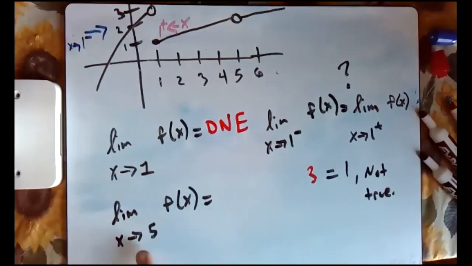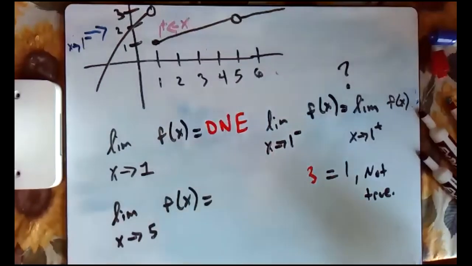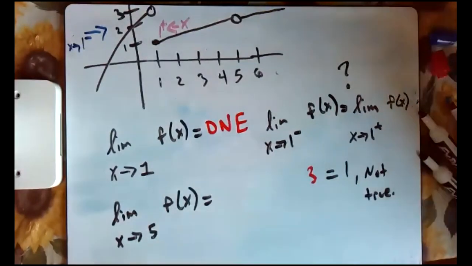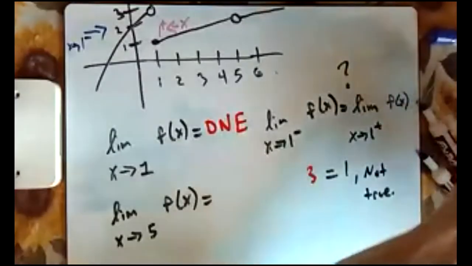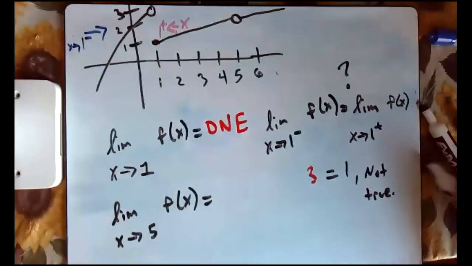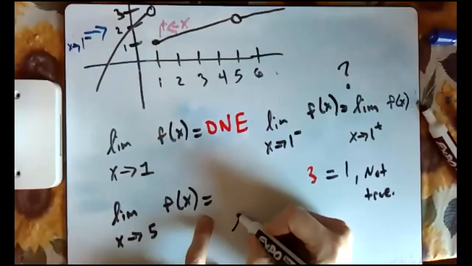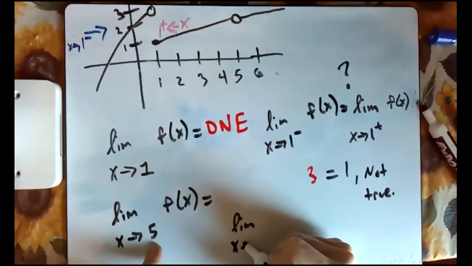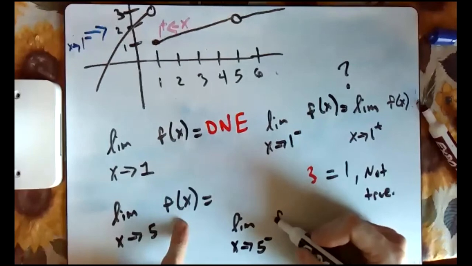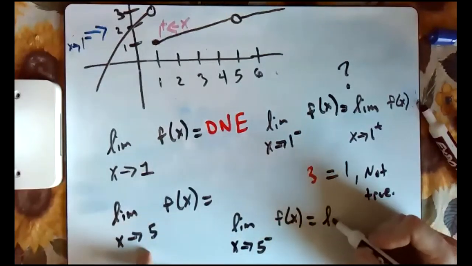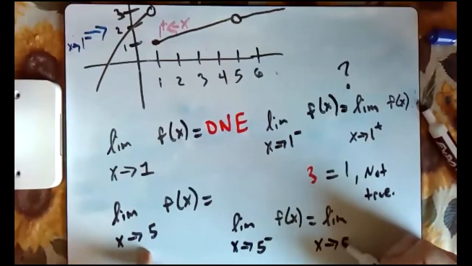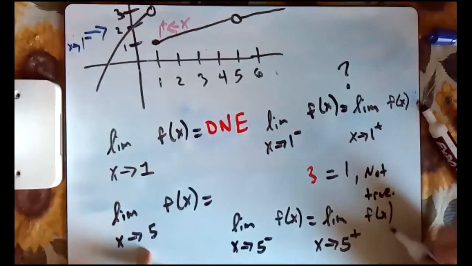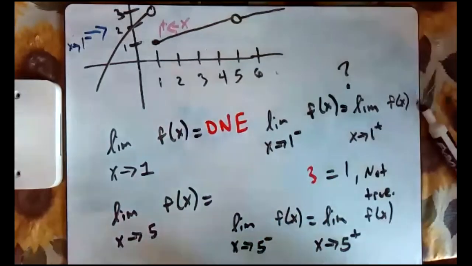Now, what if we tried the second one right here, as x approaches 5? Again, we can break it down into two smaller problems. Maybe you have the answer already and you can see it. But basically we're breaking them down into two smaller one-sided limit problems. So you're saying, does the limit as x approaches 5 from the left of f of x equal the limit as x approaches 5 from the right of f of x? Are these equal right here? That's what we want to know.